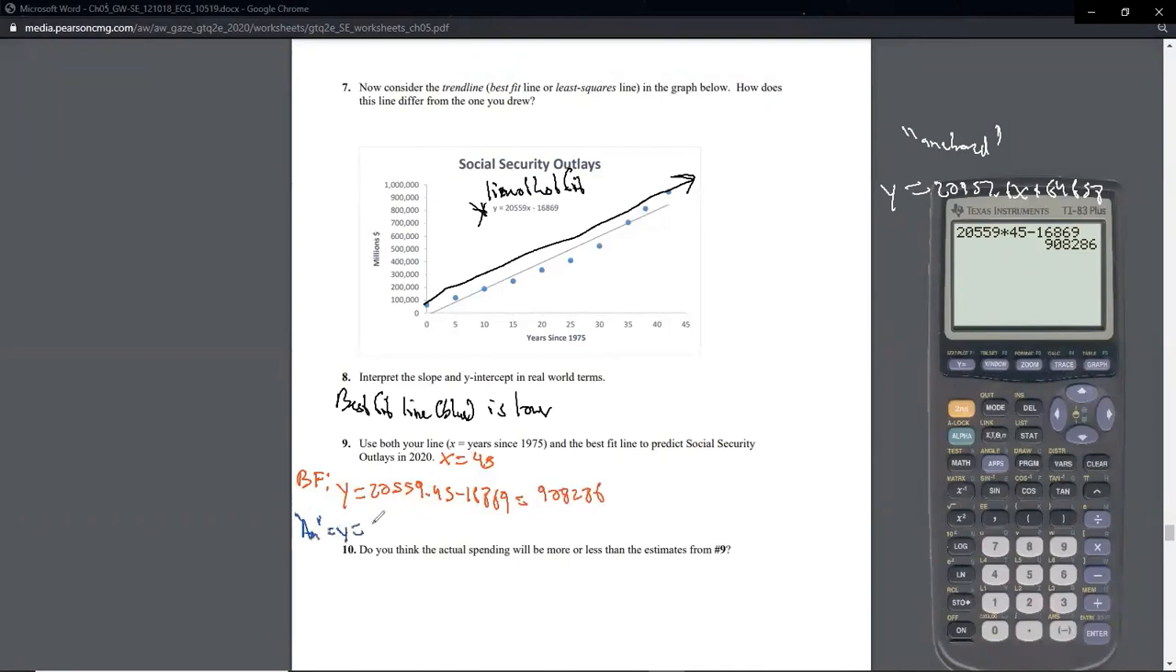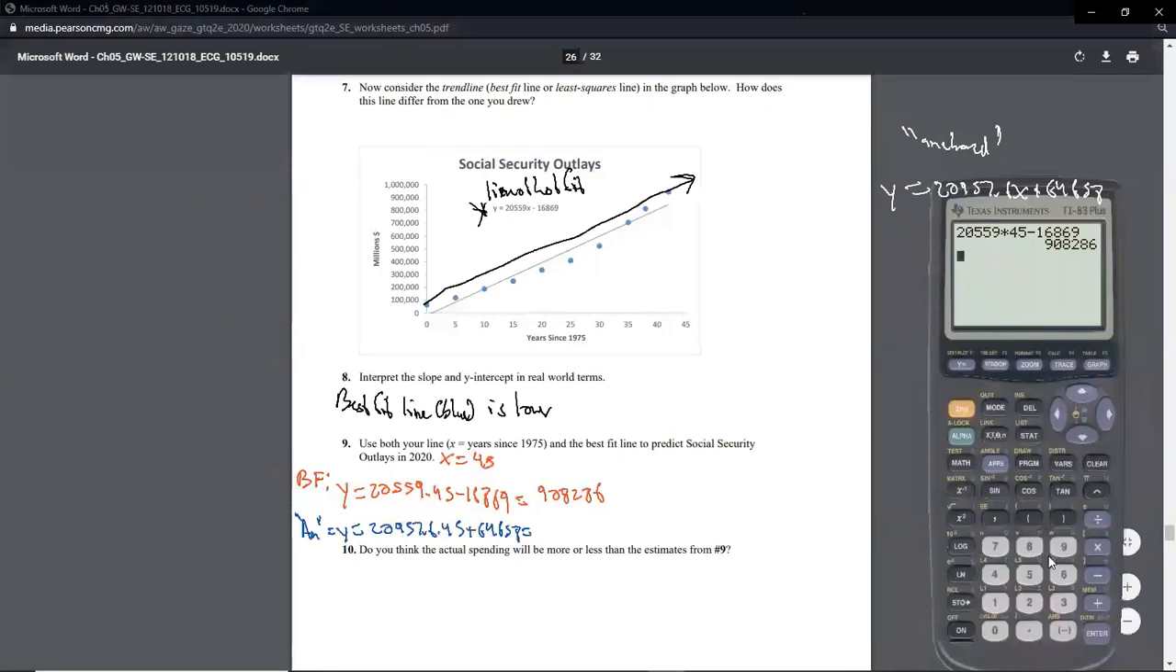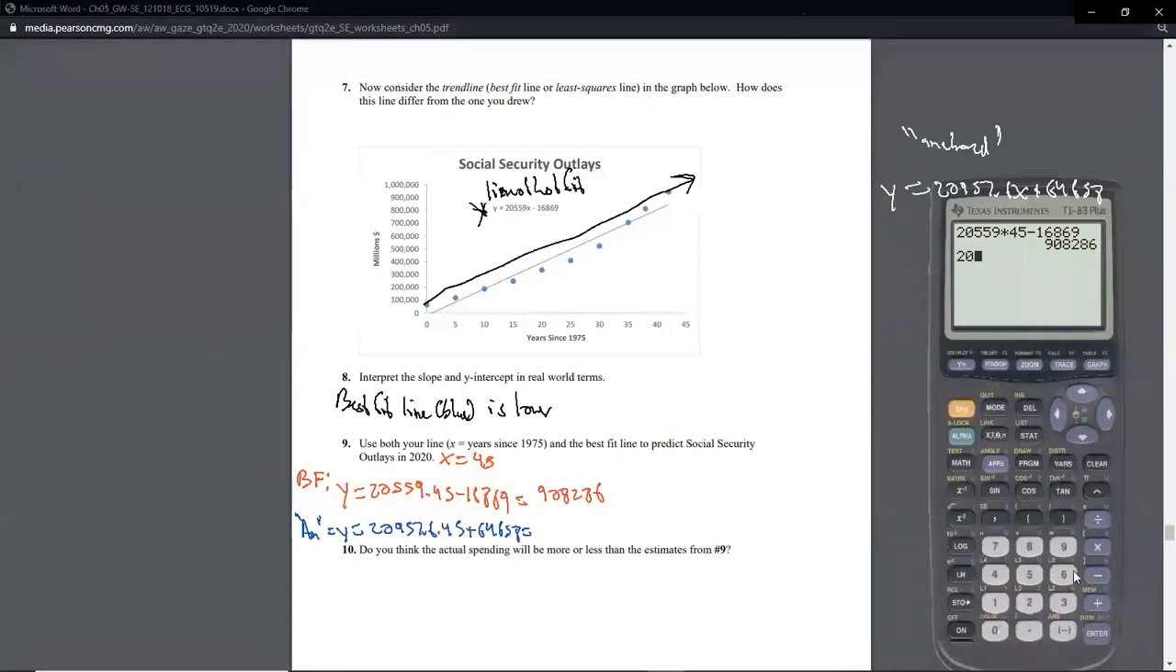Then for the other one, for the anchored, it's y equals 20957.6 times the 45 plus 64658, which when we calculate that, 20957.6 times 45 plus 64658, we get 1,007,750.